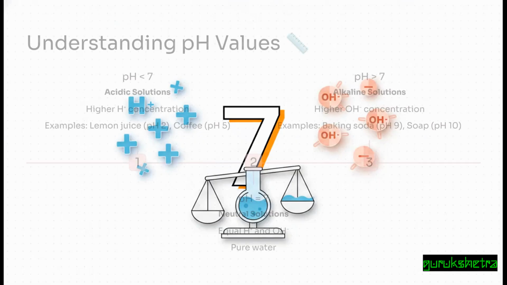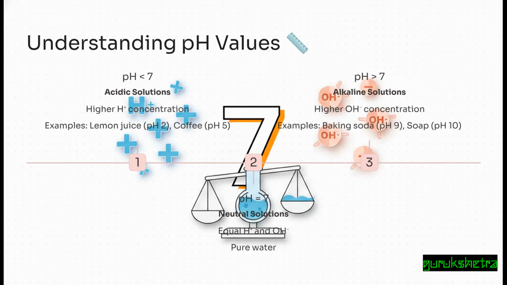Now, smack in the middle of that 0 to 14 scale, we have the number 7. This is our neutral point. Picture pure water sitting at room temperature. At a pH of exactly 7, the H+ ions and the OH- ions are perfectly, flawlessly equal. Imagine them sitting on a seesaw, completely balanced. They cancel each other out entirely, creating a perfectly neutral solution.